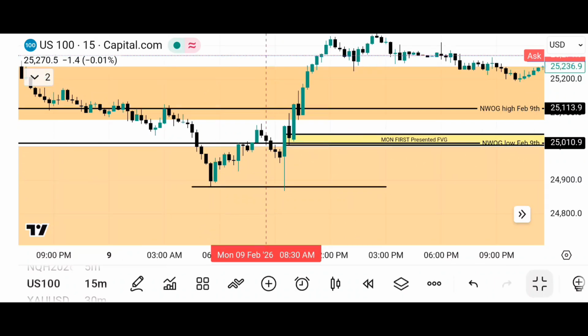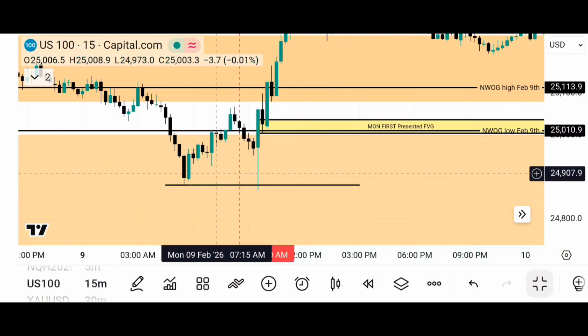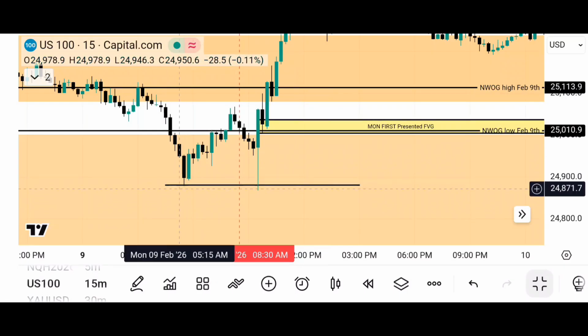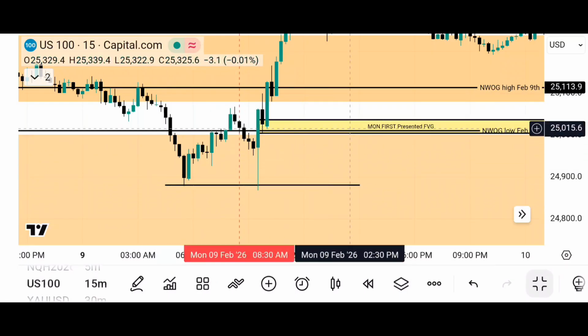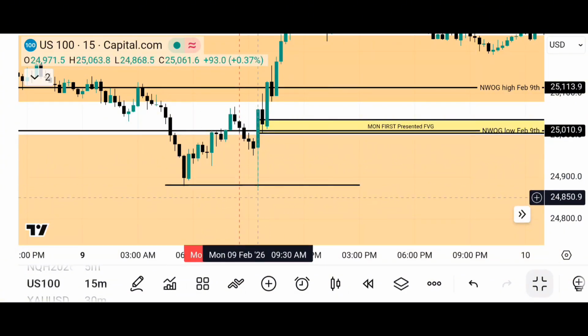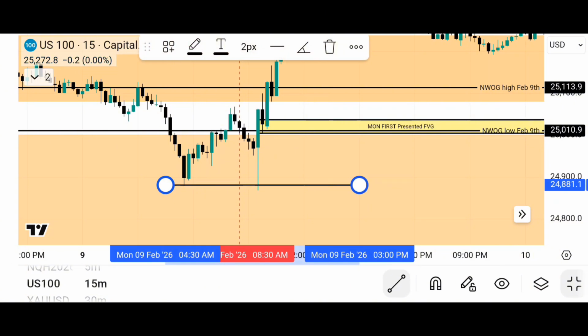Now, for those who have been following my videos, what's resting below this low right here, which price has taken out? Sell side liquidity. Okay, sell stops are resting below this low. Okay, and you can see price traded down into it. Okay, and rallied up. So I'll annotate the sell side liquidity.